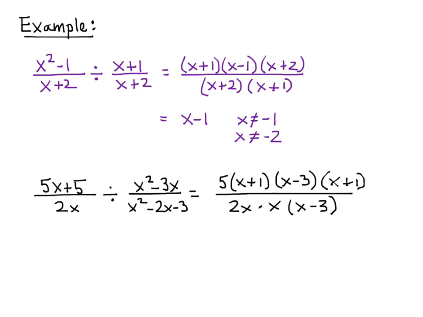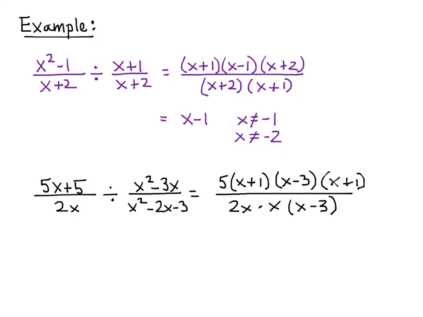Okay, so actually I'm going to rewrite this on the board, not skipping the step that I skipped here. So the problem was 5x plus 5 over 2x divided by x squared minus 3x over x squared minus 2x minus 3. So I'm going to rewrite that as a multiplication. And so I'm going to take the denominator here, and I'm going to start using parentheses so I can eliminate this.